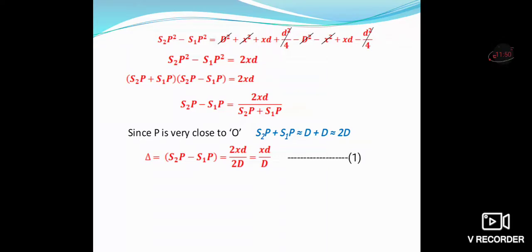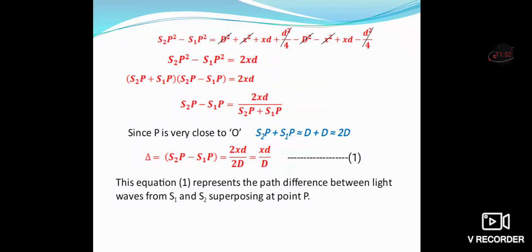So this I can call equation 1, and this equation 1 represents the path difference between the light waves from S1 and S2 superimposing at a point P. But now we are going to calculate the fringe width. Our main aim is to calculate the fringe width.